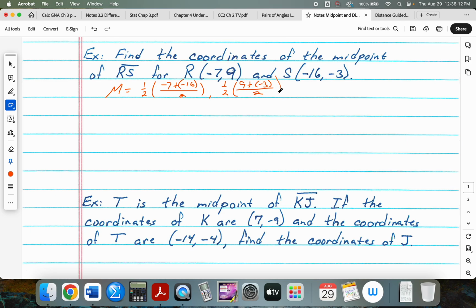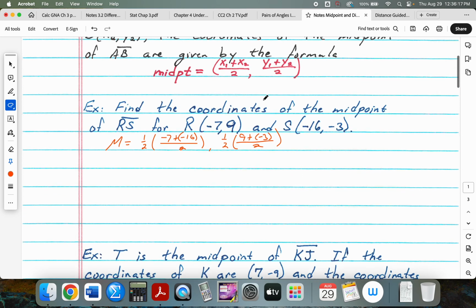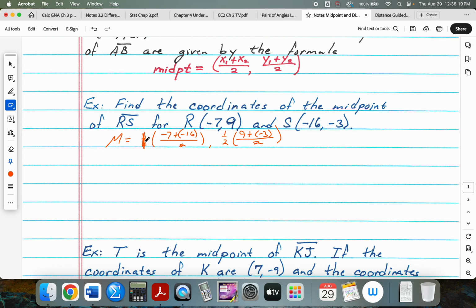Oh, what am I doing? Yeah, I know. I did half twice. My fault. There's no half. It's just over 2. Over 2 is half. I tried to do it twice, rather stupidly, I might add.